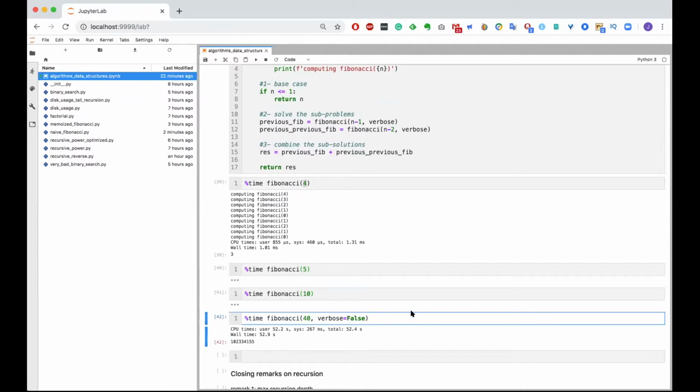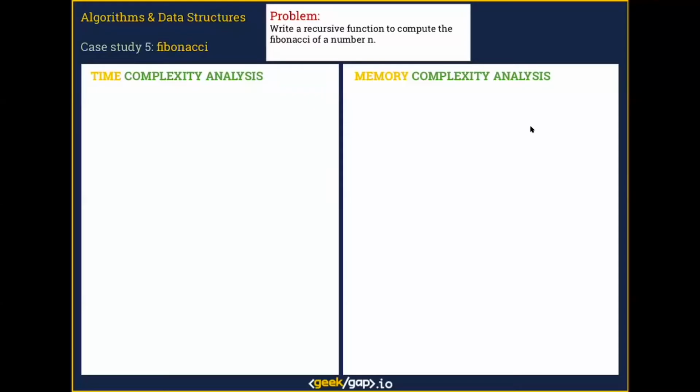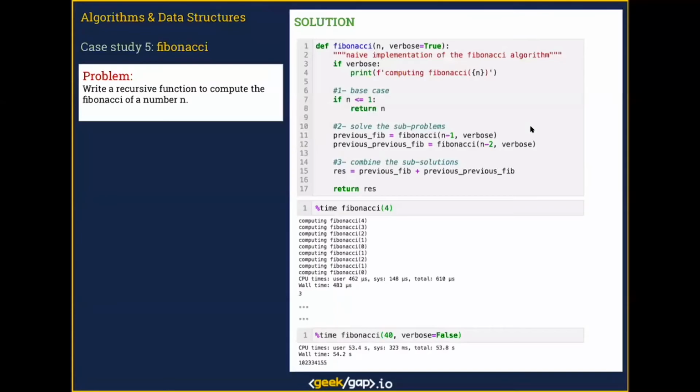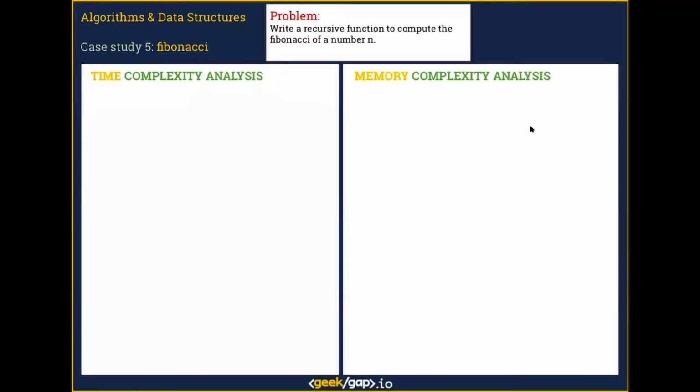So let me share the slides again. Great. So this is the problem that we had. Here you can see for Fibonacci of 40, it takes 54 seconds on a different occasion when I run it. So what is happening? Time complexity, and this is very important to understand.